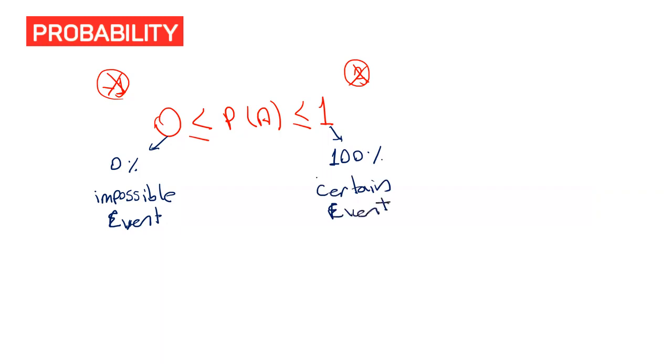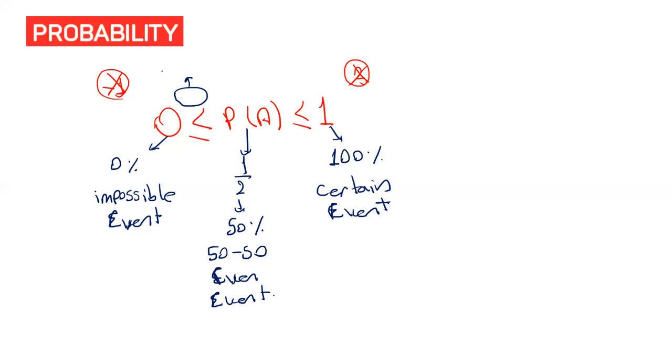We are going to solve some questions about this just on the next page. And the probability of something can be 1 over 2, which is going to be 50%. That will be 50-50 chance or even event. So if probability of something is between 0 and 1 over 2, it is going to be unlikely event. If it is between 1 over 2 and 1, it is going to be likely event.